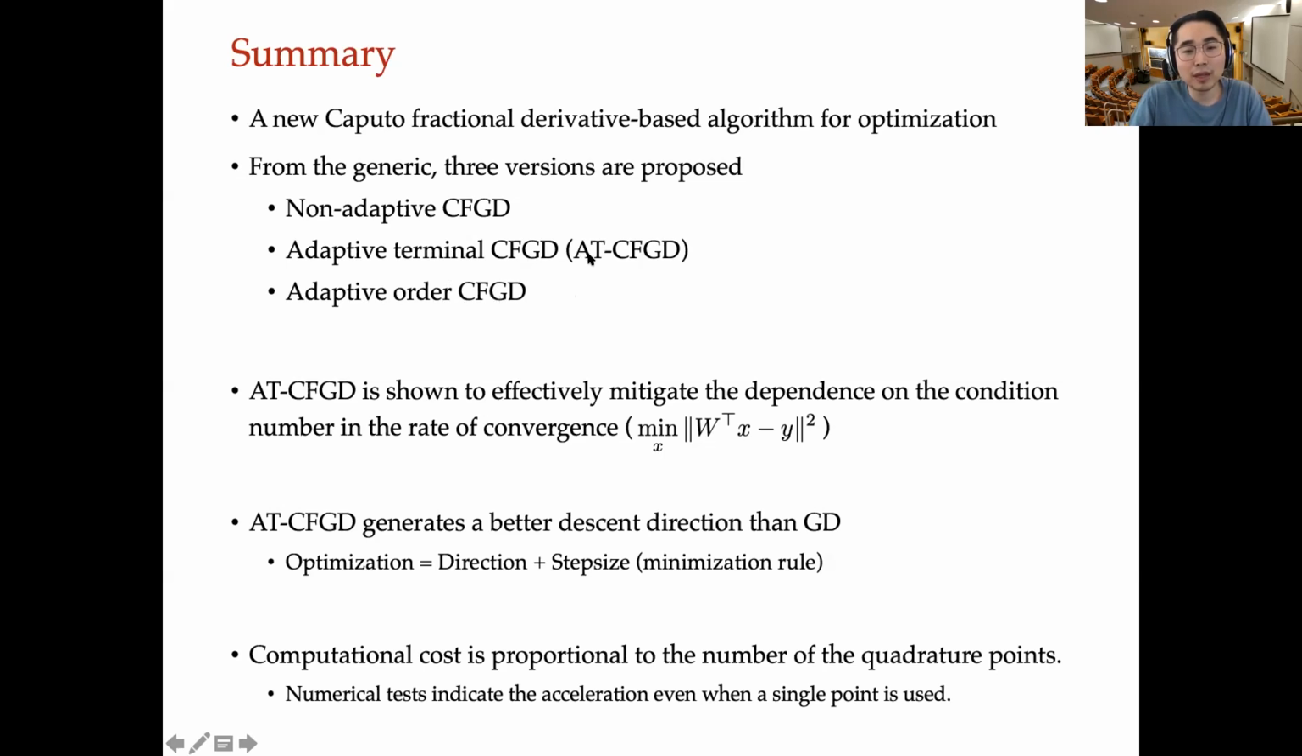But at the moment, we found that adaptive terminal performs way better than anything else compared to the gradient descent. And especially for solving the linear quadratic problem and ill-conditioned problem, we show that it's quite effective in mitigating the condition number in the rate of convergence.